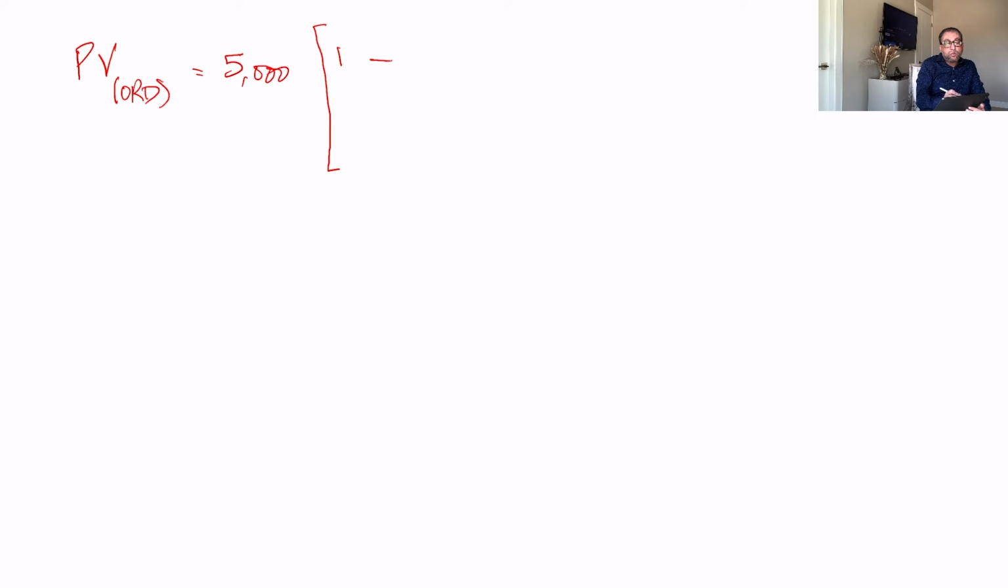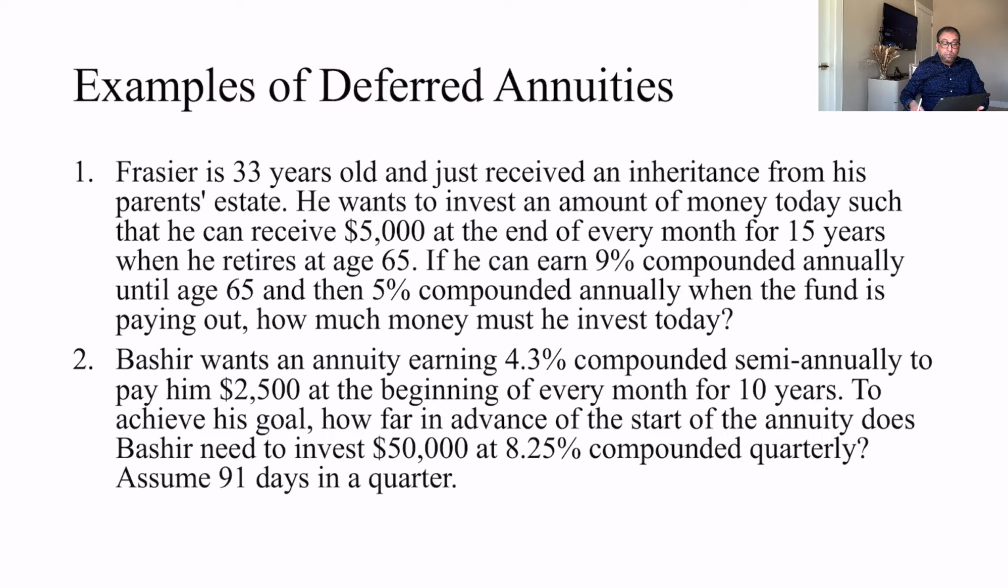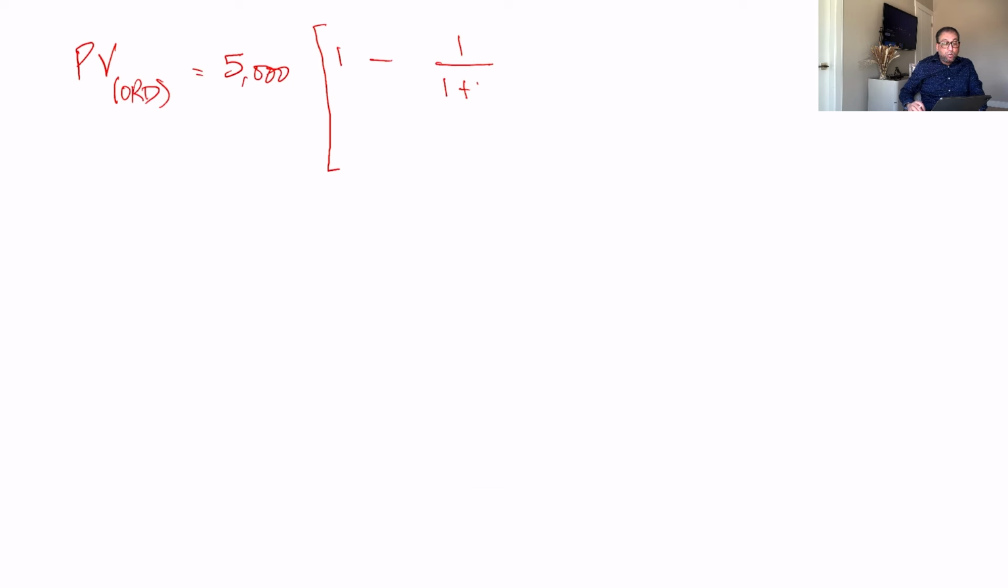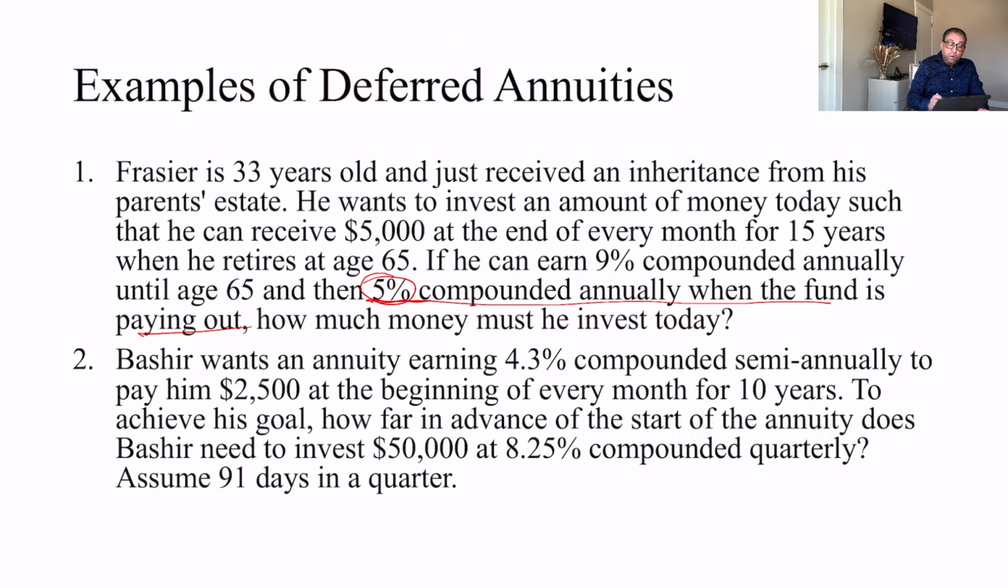The formula is 1 minus 1 over 1 plus I. Now what is I in it? We know the rate is 5% compounded annually when the fund is paying out. So it's 5%, not 9%. The 9% is in the first stage. So we are calculating first with the 5%. 5% compounded annually means that I is also 5%.